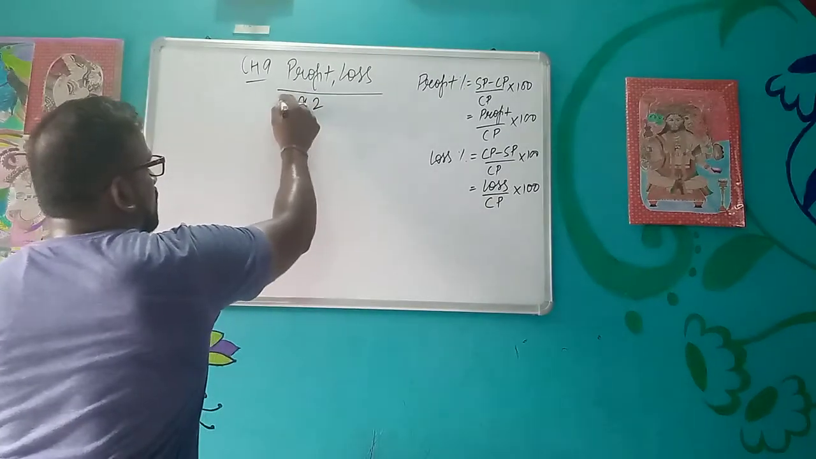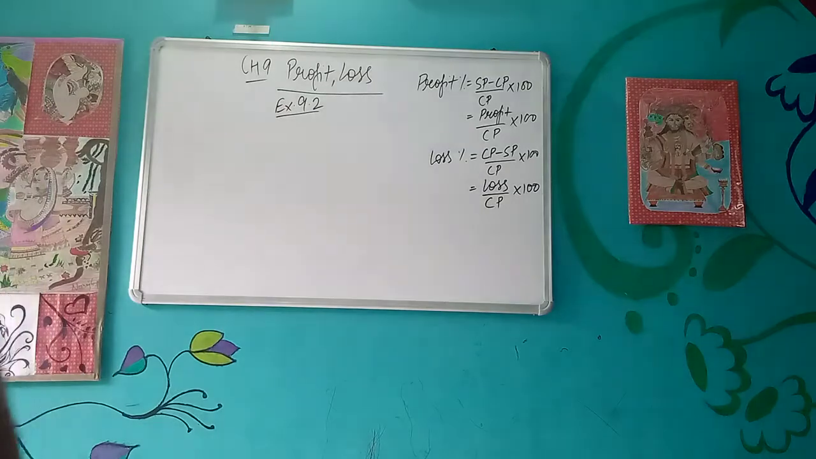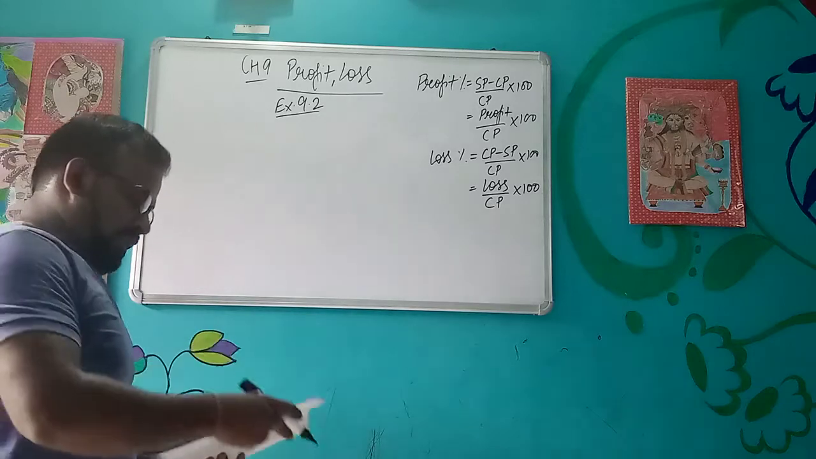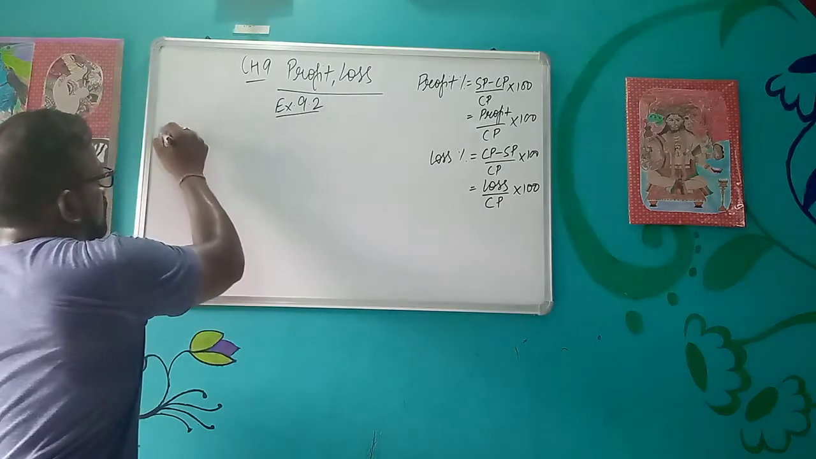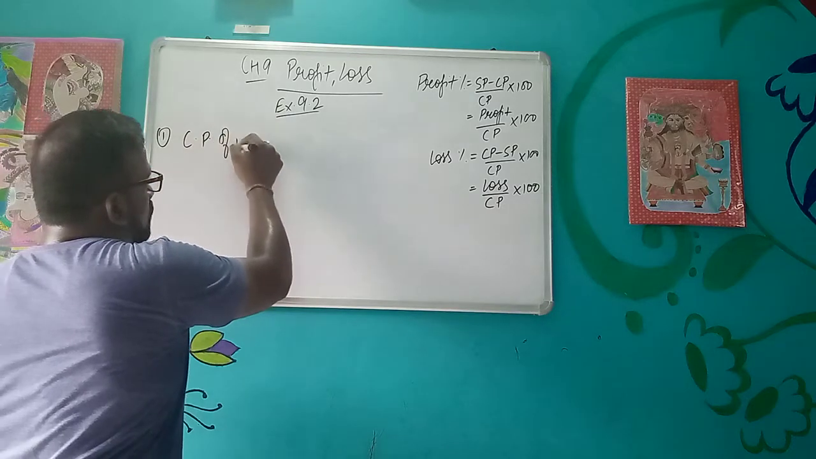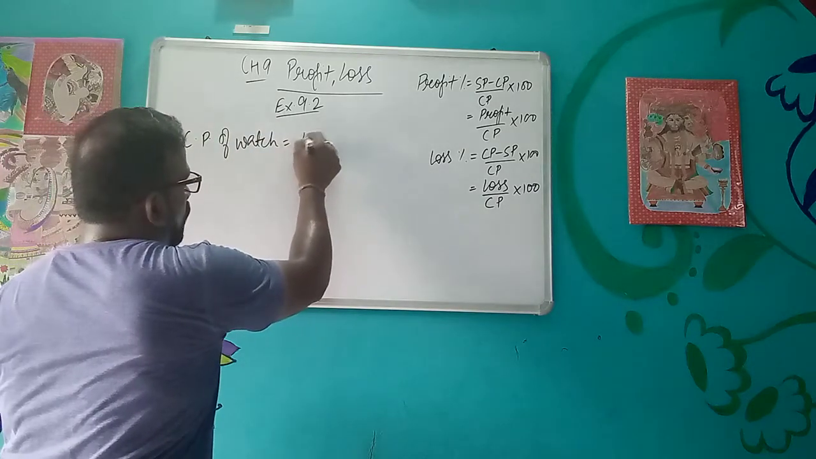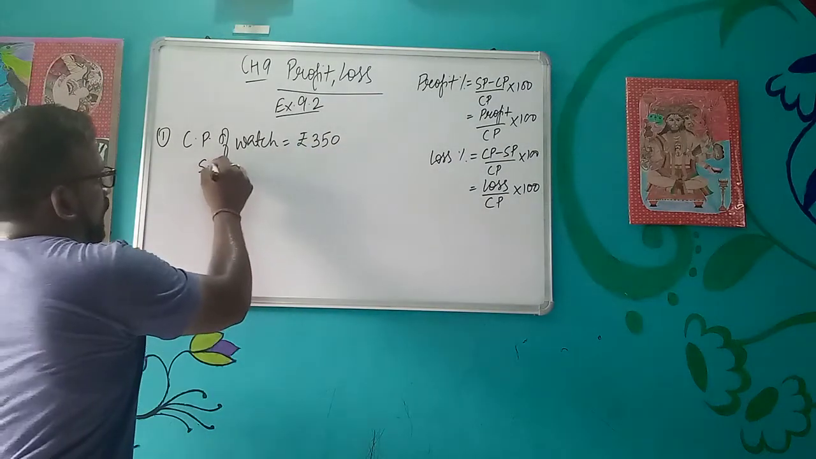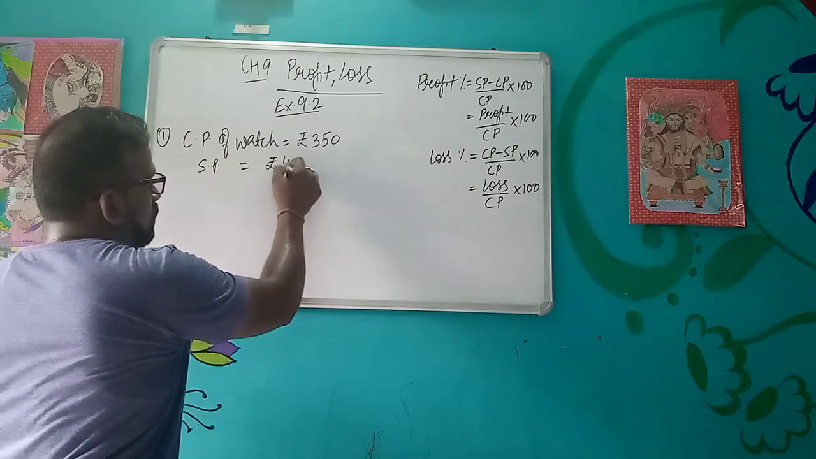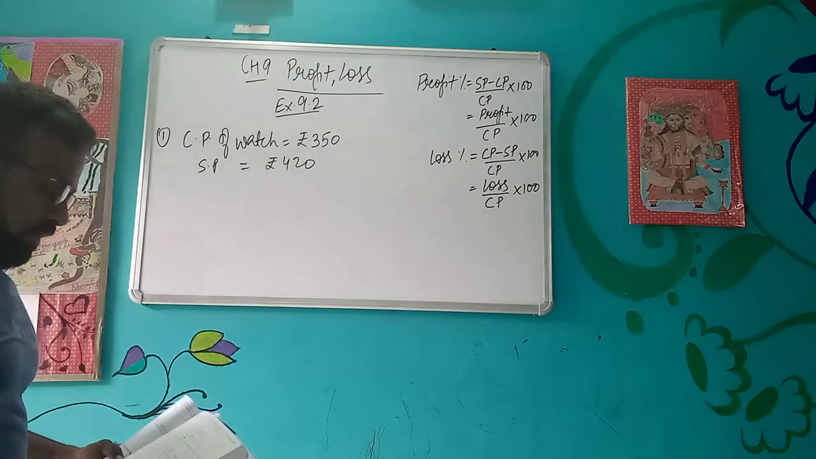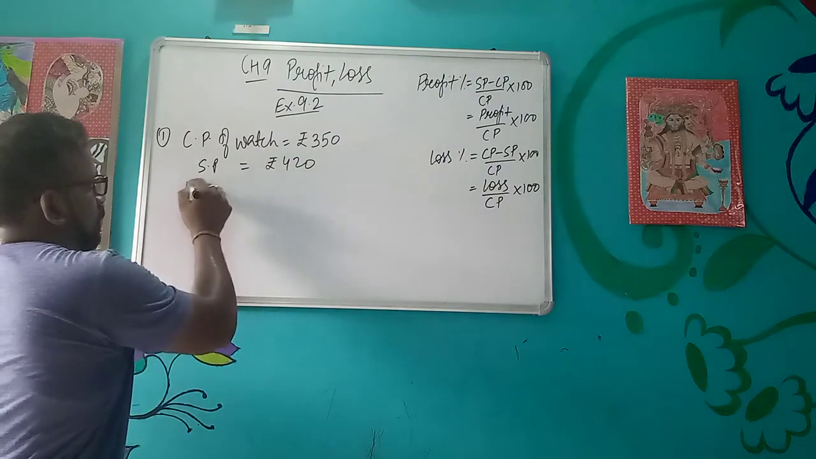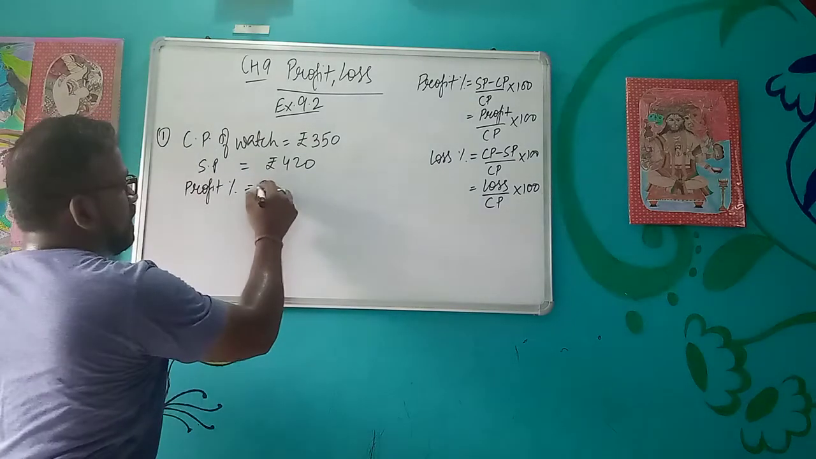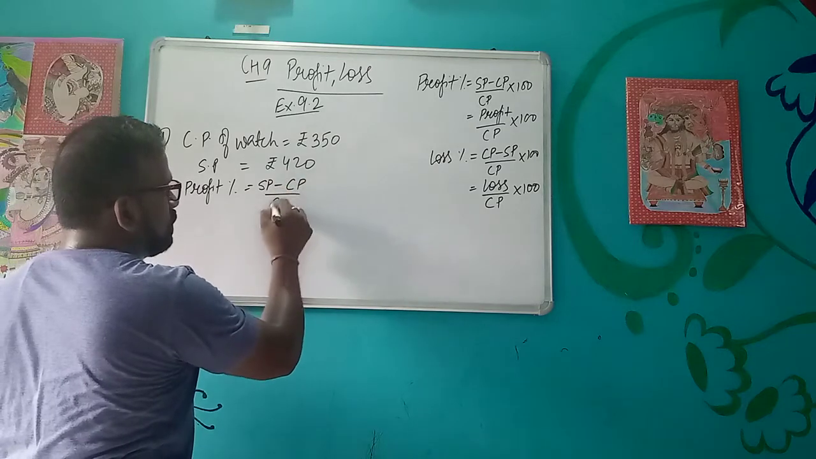Okay, so we will start with exercise 9.2. Very first problem, a man bought a watch. That means the CP of the watch is given, the rupees at which he bought it. That means he has purchased his watch and then he sold it. So SP is also given, 420 rupees. Now we have to calculate his profit percent. So for profit percent, this formula we will use, that is SP minus CP upon CP into 100.